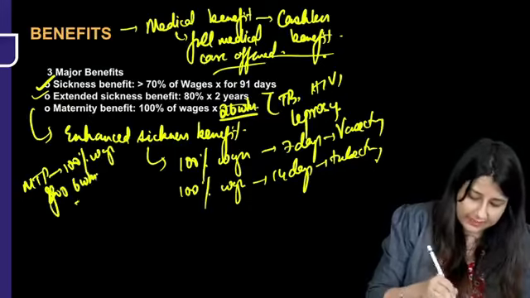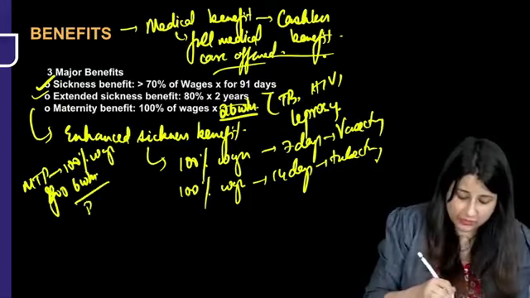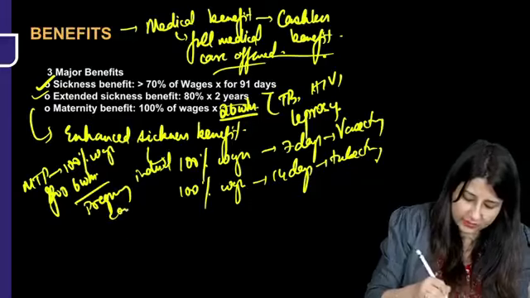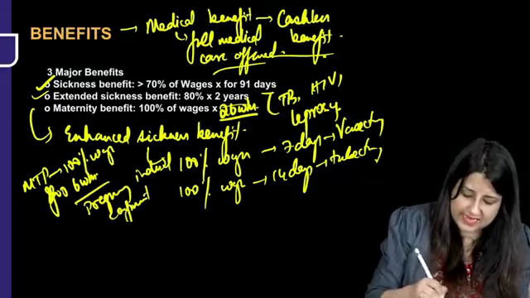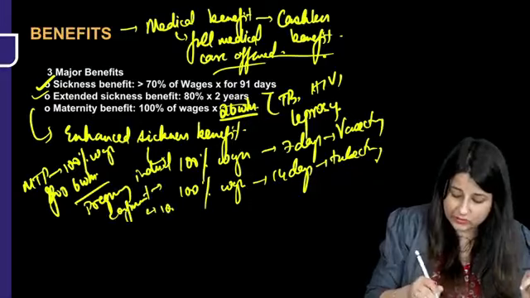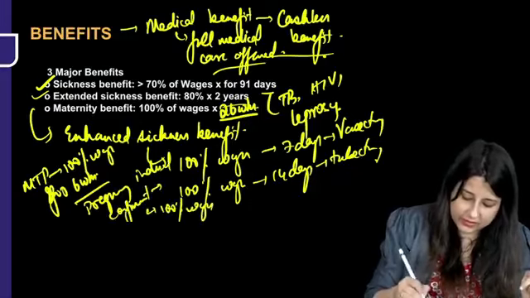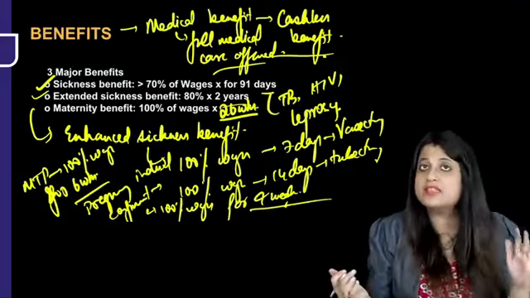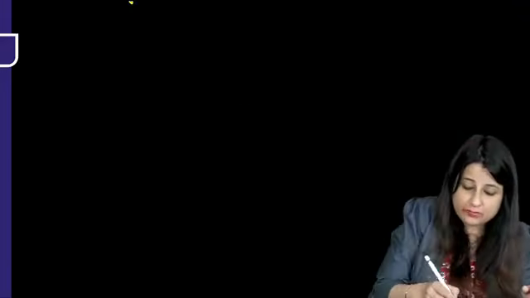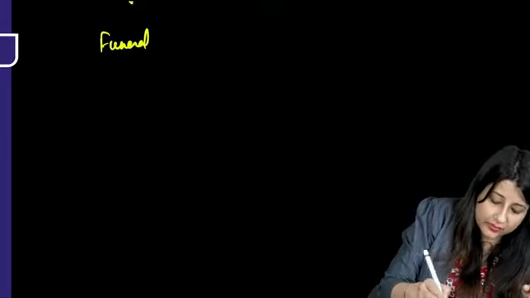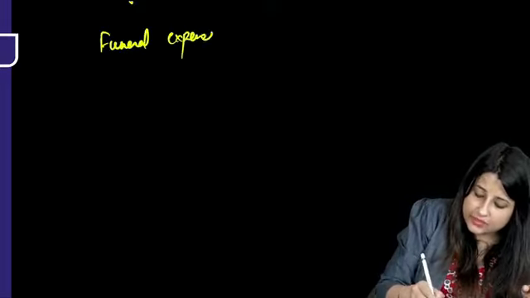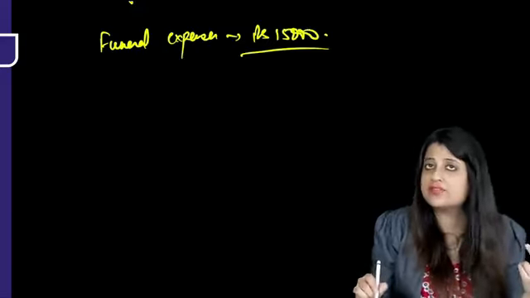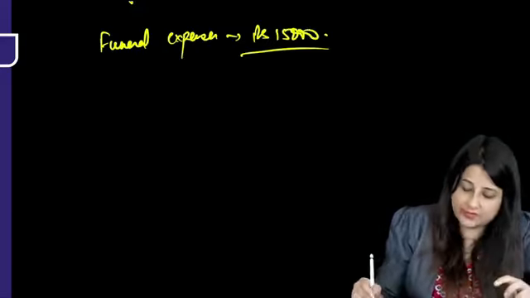Then pregnancy induced confinement, which we have discussed. It means if she suffers from some PIH, then it is also offered at 100% wages for 4 weeks. These are very, very important. Here I would also like to mention the funeral expenses under this, which are up to rupees 15,000. Earlier it was 10,000. Now it's up to rupees 15,000.